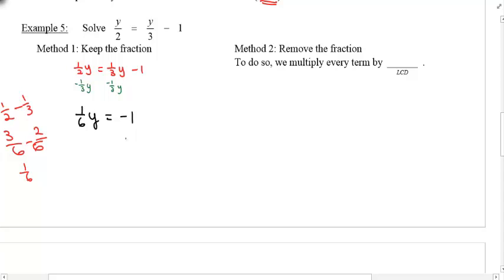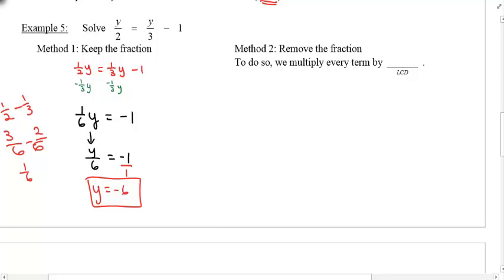Okay. 1/6 of a y. If you want to write it as y over 6, that's perfectly fine. And then now you can just go ahead and use our cross multiplying idea, because you have the fraction on the left and the fraction on the right. So y just equals -6. Boom, we're done. Okay, cross multiply. y times 1, 6 times -1.